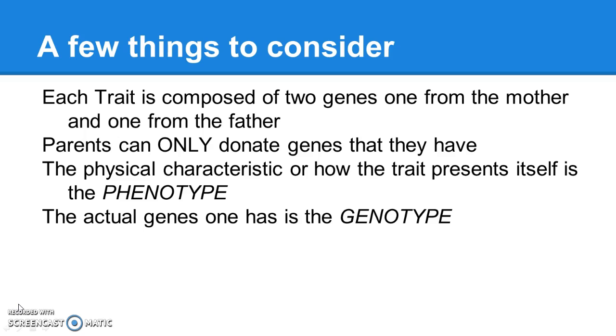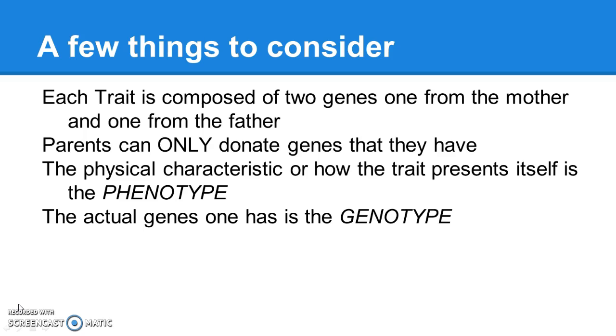Now, if they have a hidden gene, or what is called a recessive gene, they could pass that on. The physical characteristics, or how the trait presents itself, is known as the phenotype. It's how it kind of looks. Sometimes it might be, do they have a disease or not have a disease? Do they carry a certain protein? But it's how does it physically present itself.